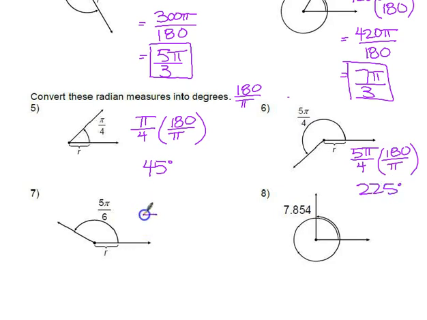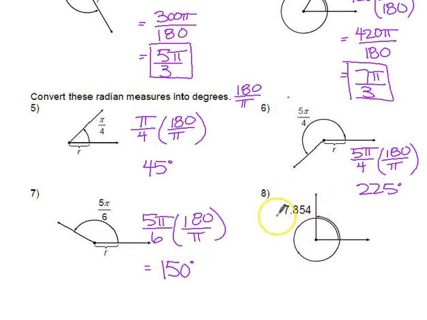Alright, let's do the next one. We have 5 pi over 6. We're going to multiply it by the same conversion factor. Type it in your calculator. And just to save some time so I'm not wasting your time, once you plug that in, we've shown you how to do it twice, you get 150 degrees.